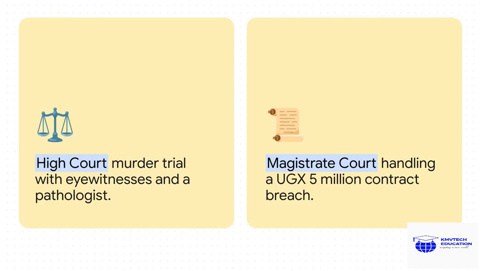Imagine 2 cases happening in Ugandan courts on the exact same day. In one scenario, a man stands accused of murder before the High Court in Kampala. The prosecution has called eyewitnesses, they've brought in a pathologist. In another scenario, down in a magistrate court, a trader is suing a supplier for failing to deliver goods worth 5 million Ugandan shillings. Take a moment to just consider those 2 vastly different stakes.